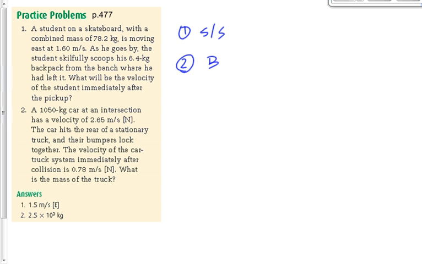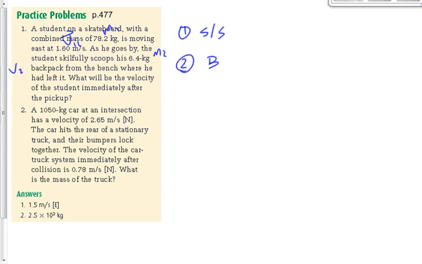Okay, so after this guy picks up this backpack, the total mass will be all one thing. The backpack will be all together with the student and the skateboard. We're going to call this M1. We're going to call this M2. We're going to call this V1I, V1 because it's object number 1, but initial. V2I.